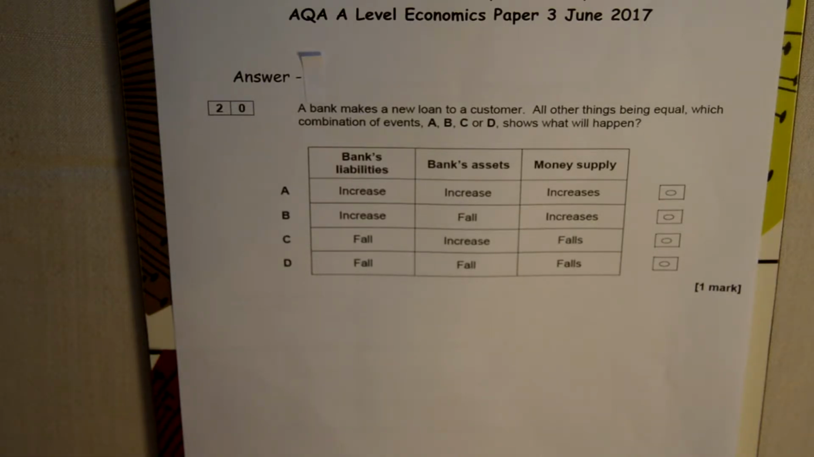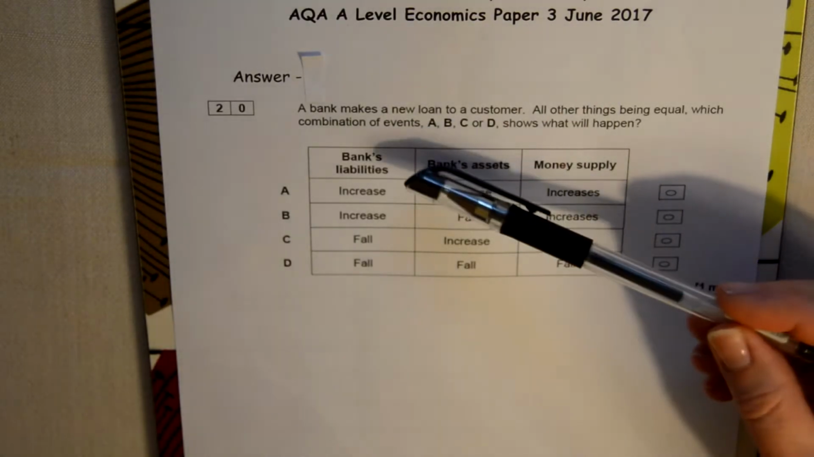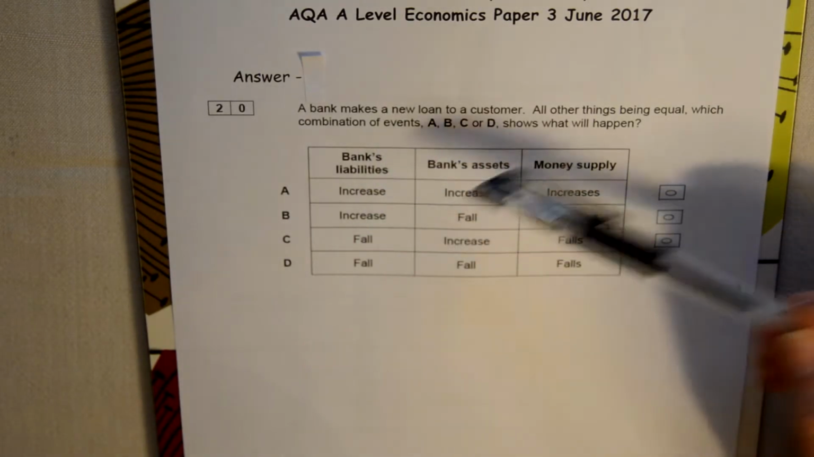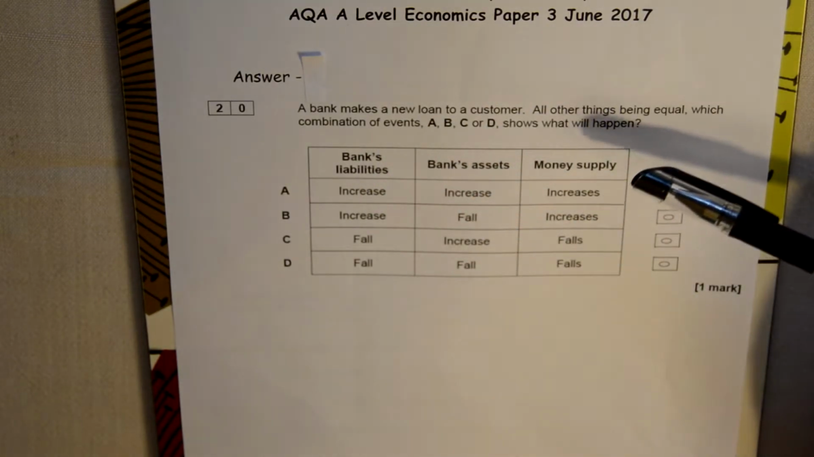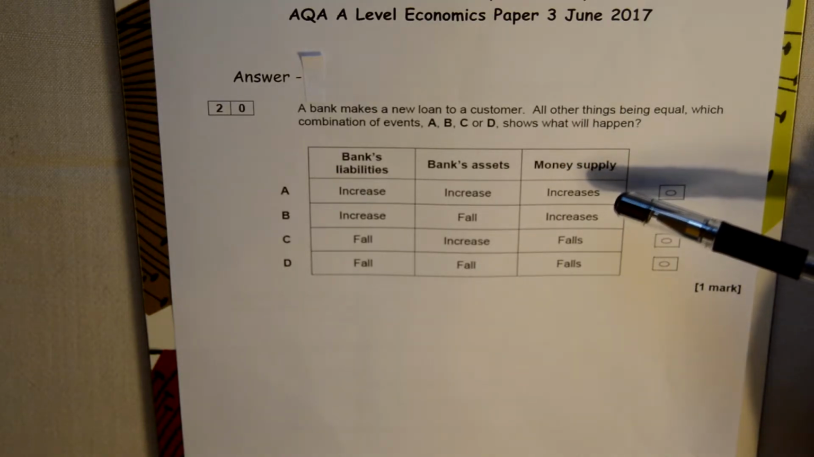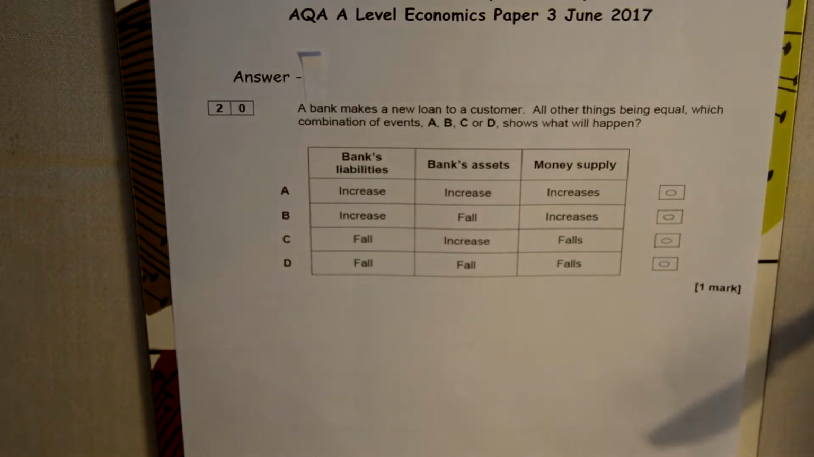So the first one I've taken is question 20, which reads: a bank makes a new loan to a customer. All other things being equal, which combination of events A, B, C or D shows what will happen? You've got the choice of: do the bank's liabilities increase or fall, do the bank's assets increase or fall, and does the money supply increase or fall? So if you haven't seen this question before, why don't you pause the video and see what you think is the correct answer.